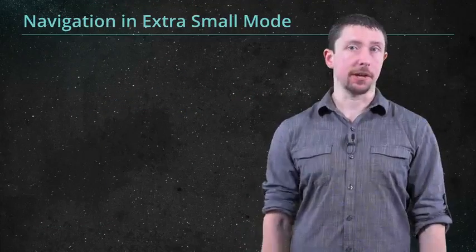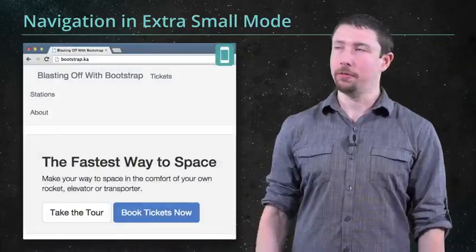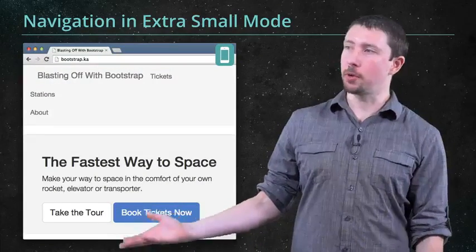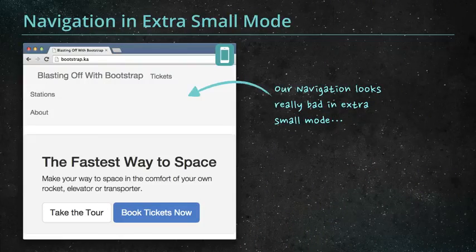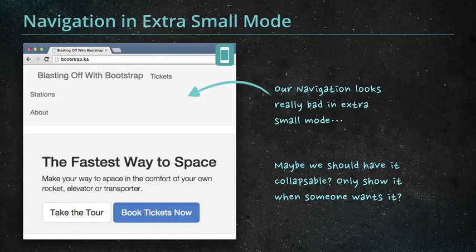We did a lot of work to make our navigation look really awesome, but if we shrink our screen down a little bit into extra small mode, well, things don't look exactly like we expect. In this small size, we won't be able to have our brand link and our nav list on the same horizontal row. Instead, we'll need to find a way to make better use of our vertical space. But we really don't want the first thing people see when they visit our site to be a really big list of links where they have to scroll down just to book tickets. Maybe we could do something to make our navigation collapsible.